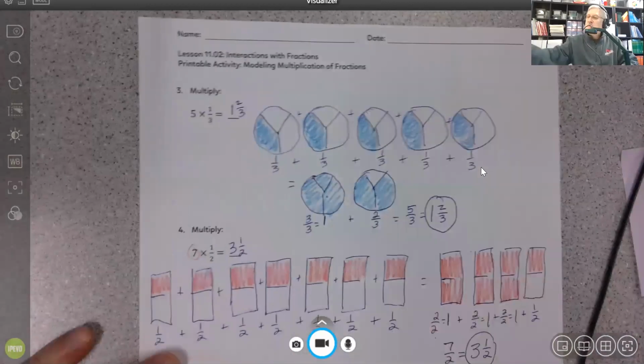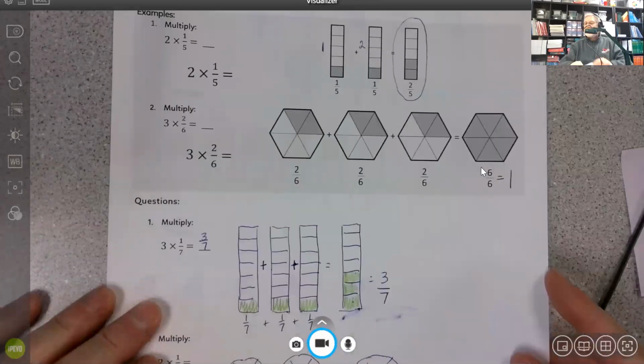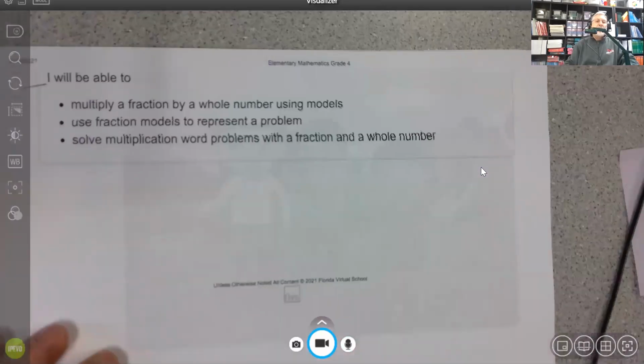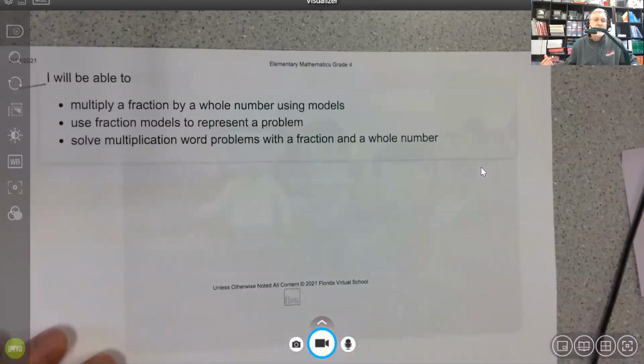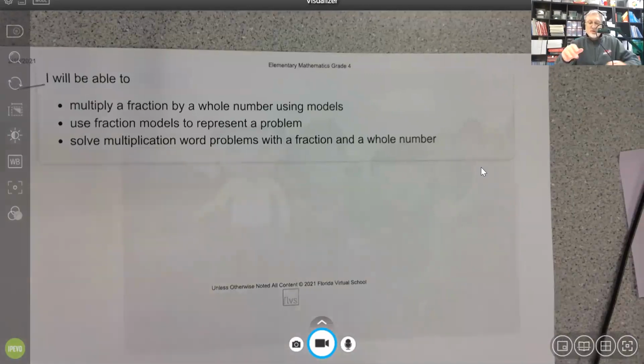All right, so we did quite a bit of work on this activity. All right, and I'm going to go over our learning target again. Our learning target is I can multiply a fraction by a whole number using a model. That's what we did. I can use fraction models to represent a problem. We didn't really use that, but you are going to use that in the lesson, and you can solve multiplication word problems with a fraction and a whole number. So you're going to have word problems in your lesson that you need to go over to figure out what you're going to multiply. So you'll do that with this lesson 11.02.